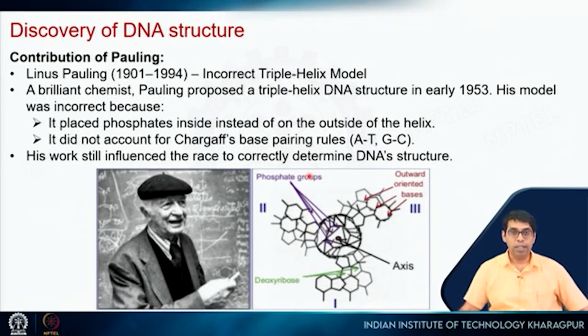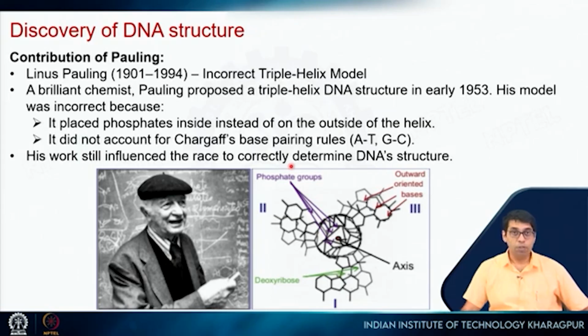So during that time, while all of these experiments were being done, it was more or less clear that DNA is the genetic material, but it was not clear how it looks. So how it stores information and how it passes on information, how the information is copied. These were all very important questions, and to answer that, it was very important to determine the structure of the DNA. So there was a big competition going on to determine the DNA structure between various labs.